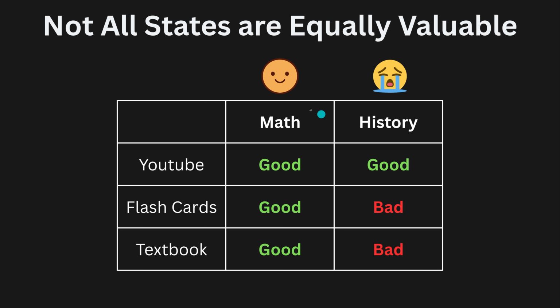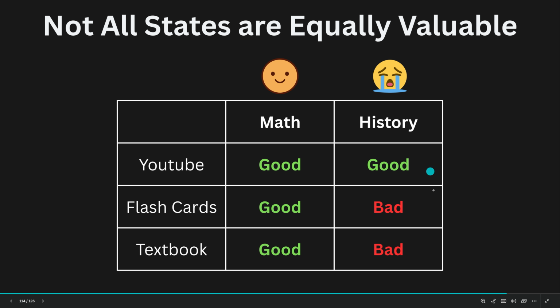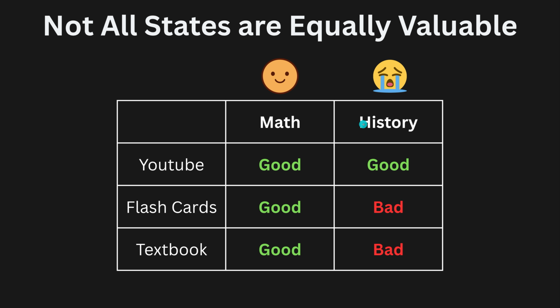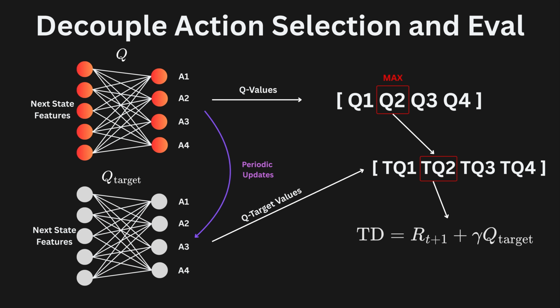When I'm studying for math, when I'm in this state for math, it doesn't really matter what action I'm taking. But when I'm studying for history, the action matters quite a bit, right? Which action I select matters quite a bit in terms of determining how well I will do on my history exam. And this is why not all states are equally valuable. There's some difference between what state I'm in. And all the methods we've looked at so far don't really do anything about that. We just compute Q values for all different states. And that's it. We don't really think about it other than that.